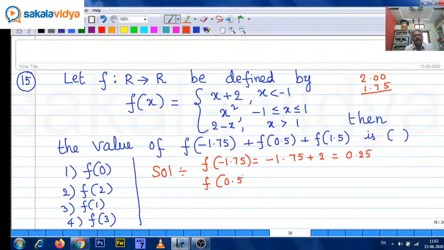F of 0.5 means it lies between minus 1 and 1. So that means 0.5 square. 0.5 square is 0.25. And f of 1.5.